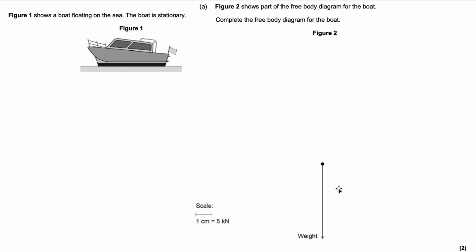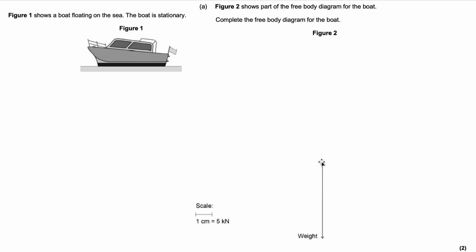Now all a free body force diagram is physicists being lazy and not wanting to draw a boat, so instead we draw a dot. That dot represents the boat, and we draw all the forces as arrows. The length of the arrow tells us the size of the force, the direction of the arrow shows us the direction of the force, and all the arrows are drawn with the base touching the dot and the tip of the arrow pointing away from the dot. So complete the free body diagram for the boat.